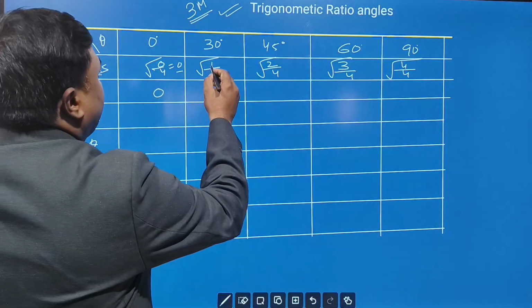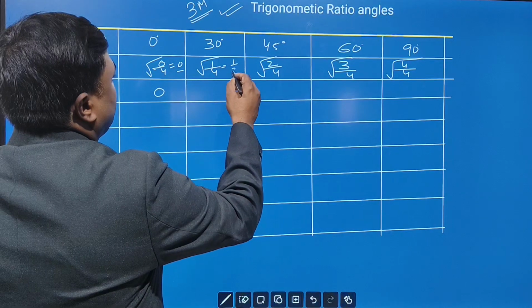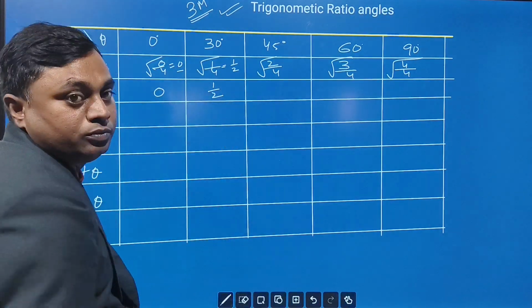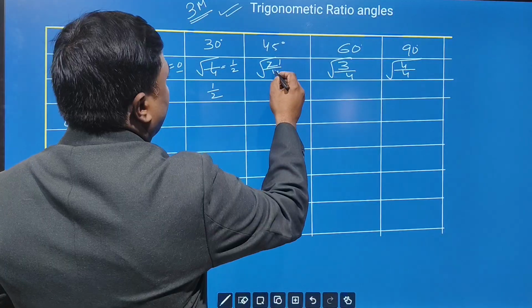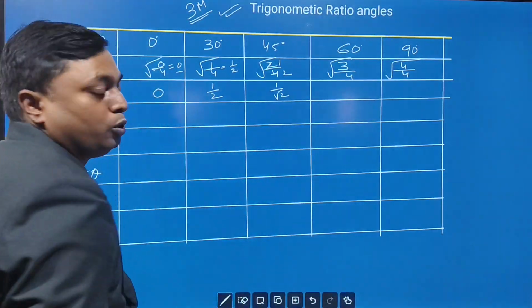Similarly, 1 is a perfect square. So the square root of 1 is 1. The square root of 4 is 2. So sin 30 is what? 1 by 2. Yes or no? Similarly, you can cancel 2 and 2. The square root of 1 is 1. 2 is not a perfect square. So root 2.